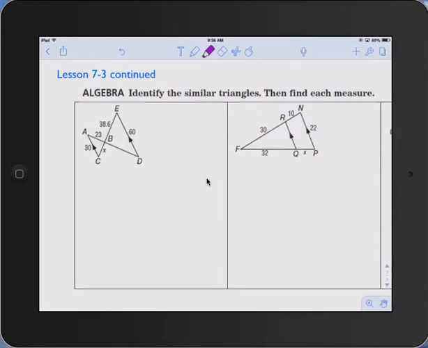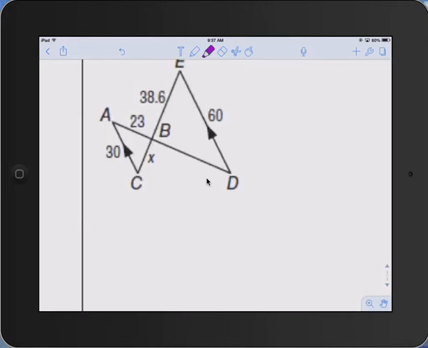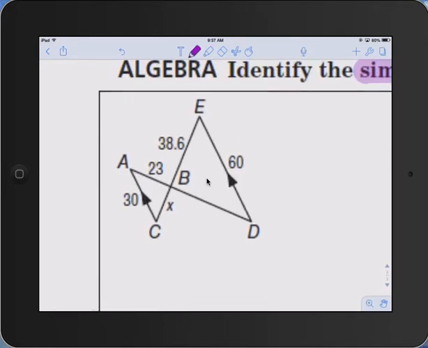This is a continuation of lesson 7.3 on similar triangles. This problem says identify the similar triangles and then find each measure. For this problem, we have vertical angles that are congruent. We also have the alternate interior angles that are congruent because of the parallel lines.